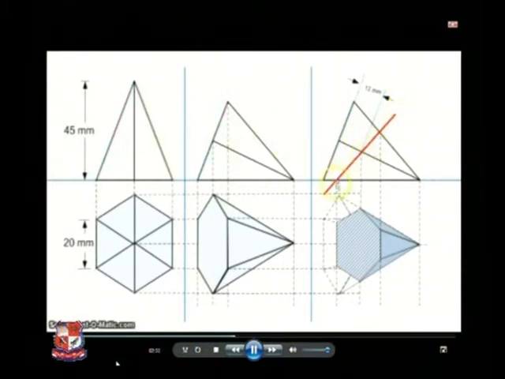Now a cutting plane which makes an angle of 45 degrees with the XY line and which is at a distance of 12 mm from the base. So draw a cutting plane line, and this cutting plane line makes an angle of 45 degrees with the XY line. It cuts this pyramid at these points. One point is here, second point is here, 2 points are here, 2 points are here, and 2 points are here.